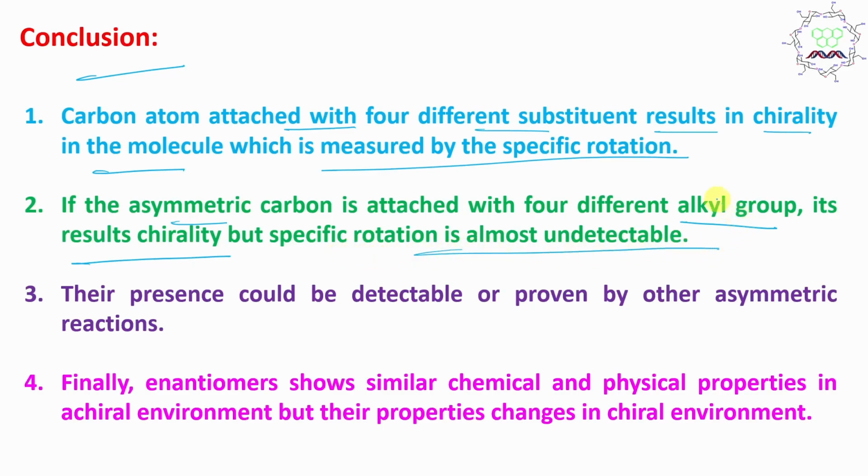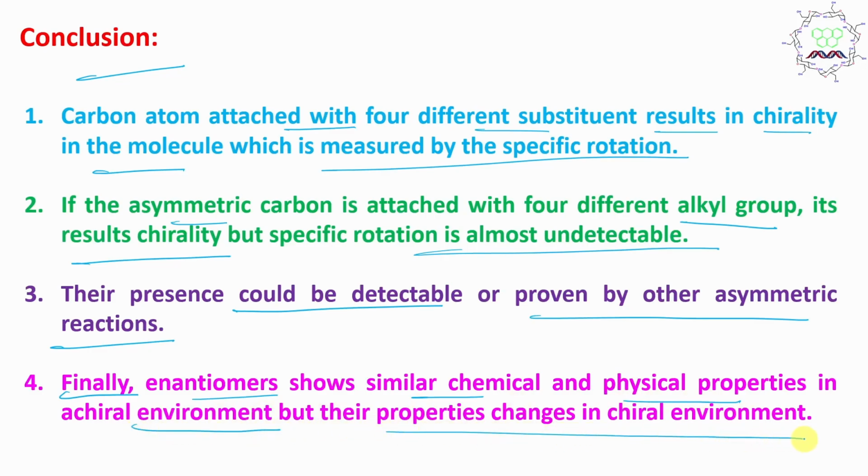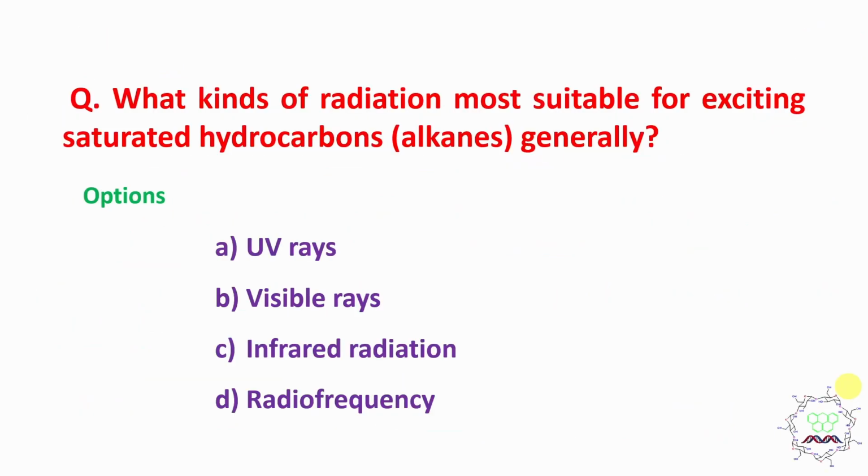So how can you prove its presence? The presence could be detected or proven by an asymmetric reaction or asymmetric synthesis, where the pure molecule is responsible for providing chirality. So I have explained the example. And finally, remember this statement: enantiomers show similar chemical and physical properties in an achiral environment, but their properties change in a chiral environment. Okay. Now let's go to our MCQ.